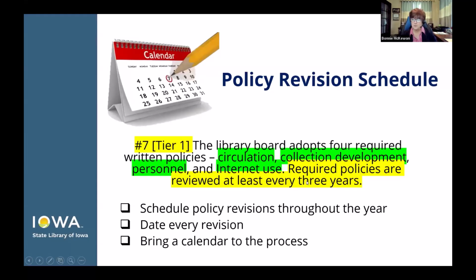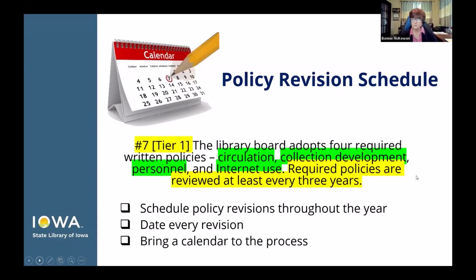I want to come back to standard number 7 that requires these four written policies on circulation, collections, personnel, and internet use. You'll note that the standard goes on to say that policies need to be reviewed at least every 3 years. Now, there's no need to examine and review all policies at one or two board meetings. That's too much to tackle. It's much easier to schedule various topics to be reviewed throughout the 3-year cycle. So be sure to date every revision you make. And another tip is to bring a year at a glance calendar to this process.